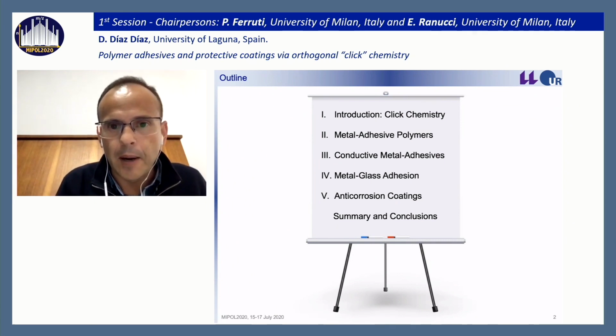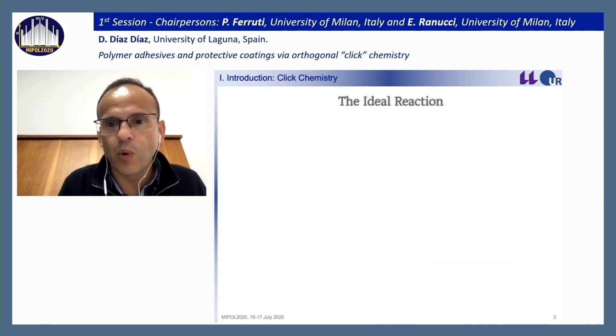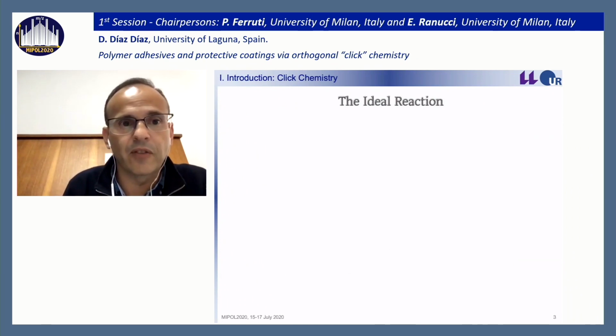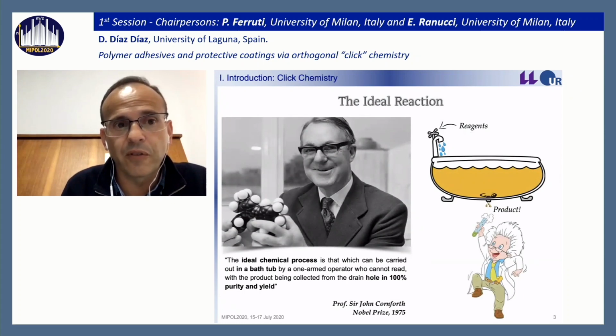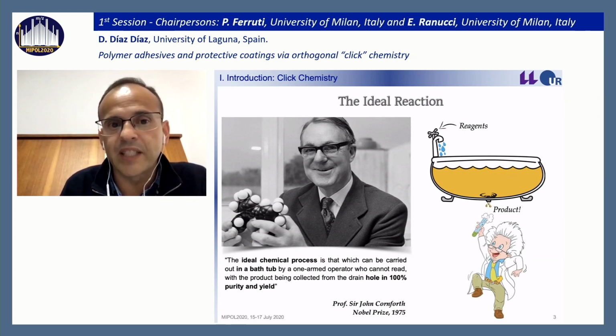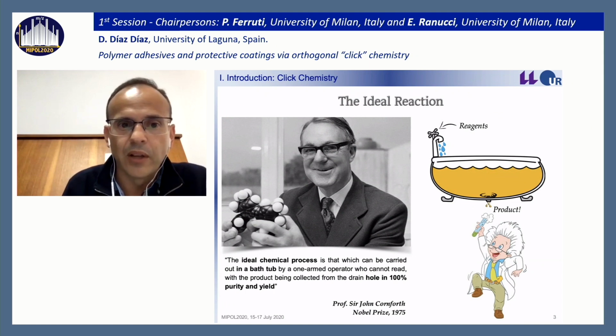So first of all, if we want to put the concept of click chemistry in context, we should first mention the work of Professor Sir John Cornforth. This is a very famous Australian-British chemist, well known for his work on the stereochemistry of enzymatic reactions. As you know, he won the Nobel Prize in 1975, shared with Vladimir Prelog.